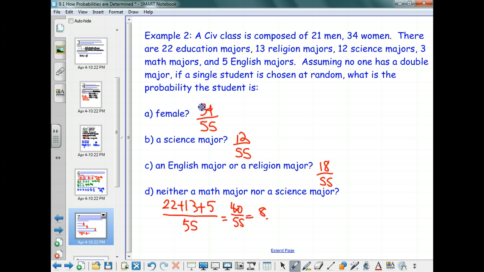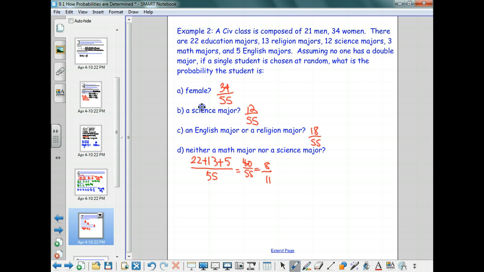All right. Did anybody else think of the problem differently? Because there is another way to do the problem. I just added the math majors and science majors and subtracted. Okay, so if you add the math and science majors together, so math plus science, math was 3, and science was 12, there's 15, right?